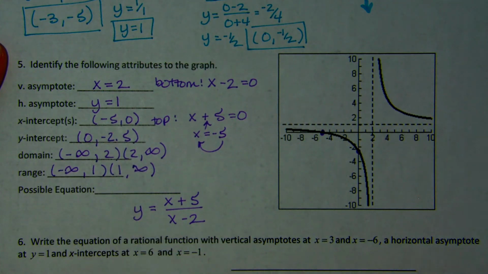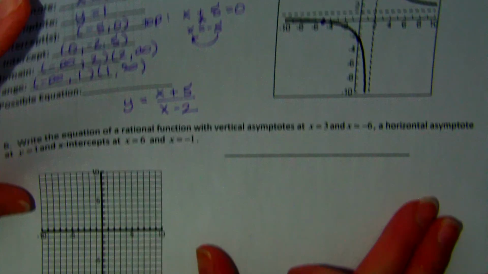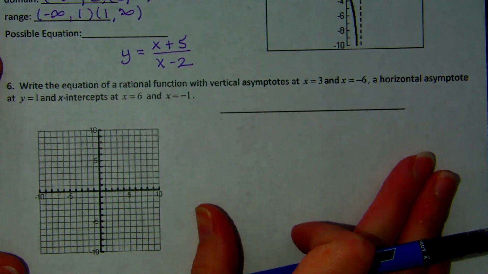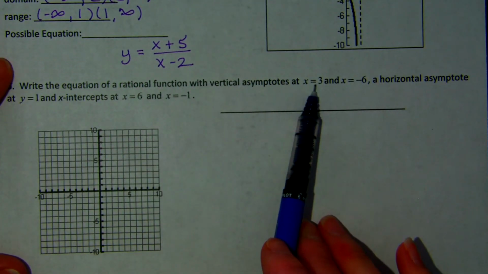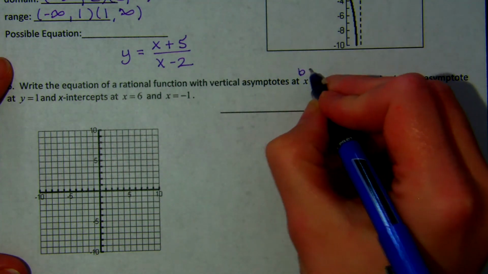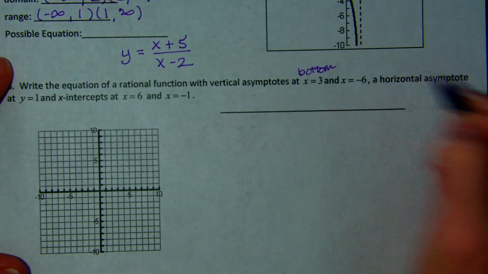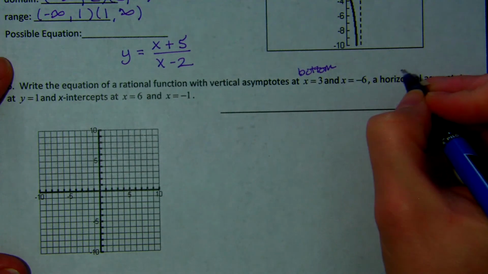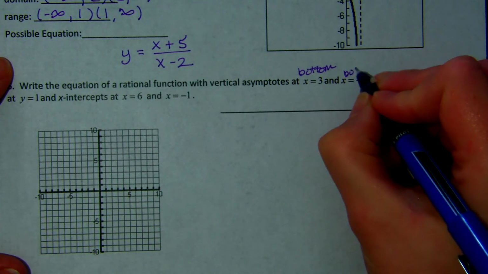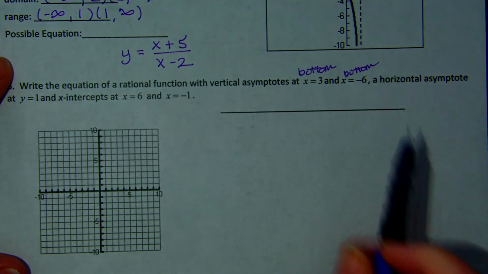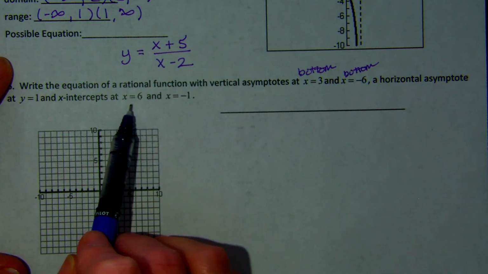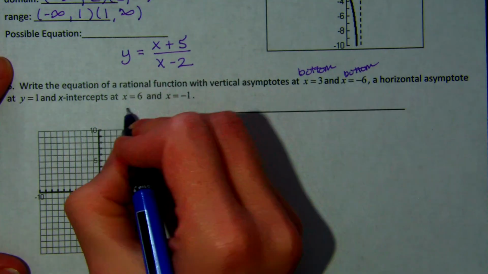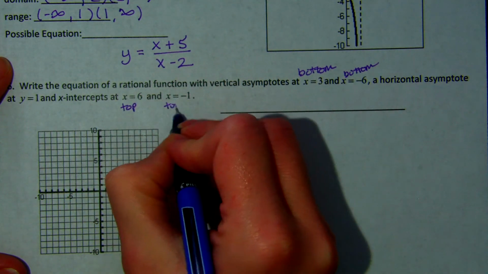attributes of your function. All right, we've got one more where they gave us some attributes and asked us to write a function. So if you read this, it says the equation of a rational function with a vertical asymptote at x equals 3. Well, that's our bottom, right? And x equals -6. Okay, so that's also our bottom. A horizontal asymptote at y equals 1. And x-intercepts at 6 and -1. This is our top and our top.